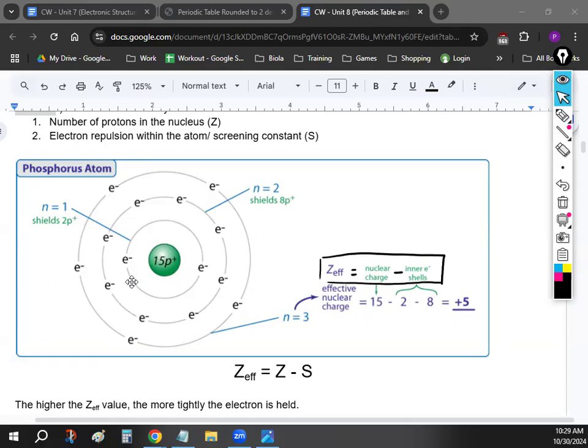All right, so if we take a look at our phosphorus atom right here, this will be our first example. You guys don't need to write this down or draw it, but phosphorus is number 15 on the periodic table, right? And so that means it's going to have 15 protons, which is why the nuclear charge is 15. So this number is basically just how many protons there are.